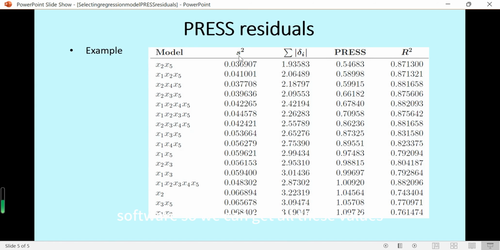Then, with the PRESS residuals estimation from software, we can get all these values: S squared, then the absolute value of the PRESS residuals, and the sum of squares of the PRESS residuals, then R squared. So from these criteria, we can choose the best one, because this has the highest R squared and the lowest PRESS residuals. So which means the final model will be only 2 variables, x2 and x5, in regression.